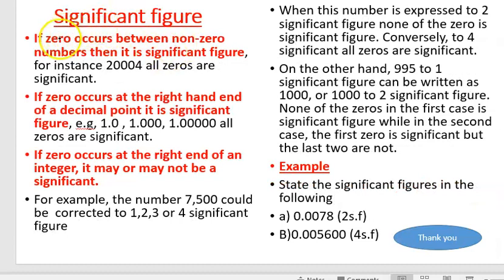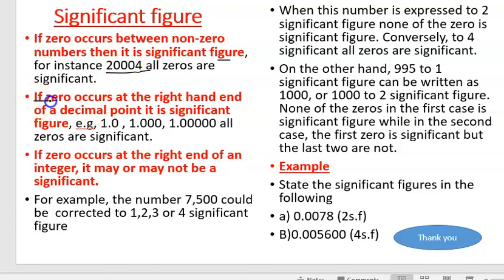Similarly, if 0 occurs between non-zero numbers, then it is a significant figure. For example, if I take a number like 20,004, you can see it has 0s in between 2 and 4. Because 2 and 4 are non-zero numbers, all the zeros are significant in this particular case. So this number has 1, 2, 3, 4, 5 significant figures altogether. Notice that anytime 0 appears between two non-zero numbers, that particular zero is significant.